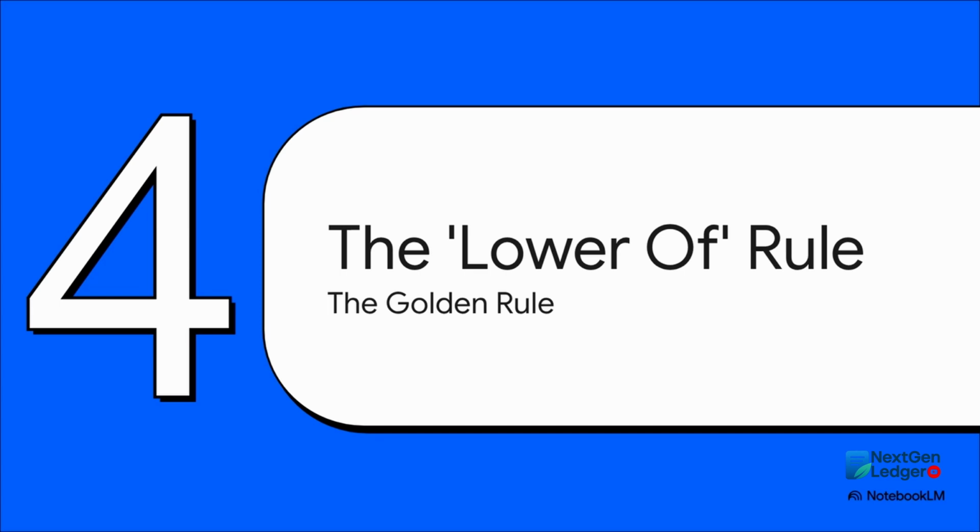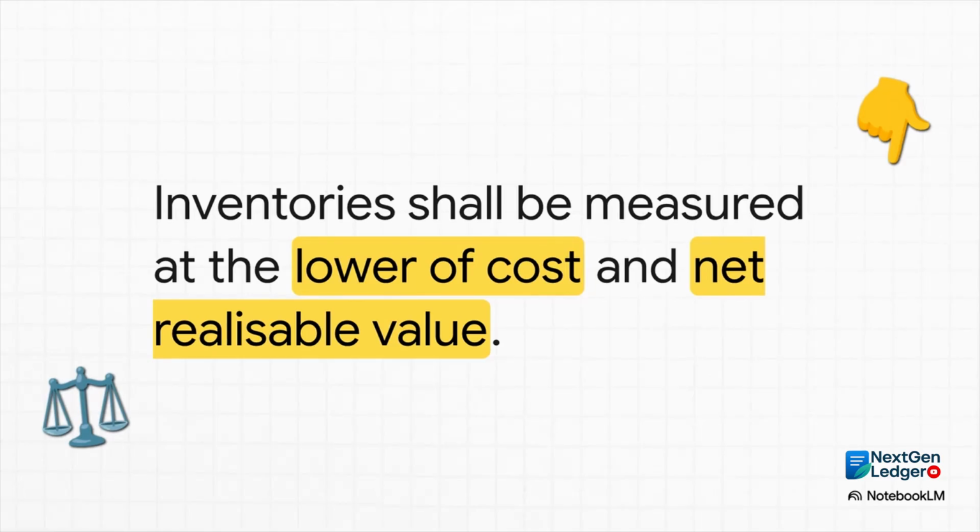What if your inventory suddenly becomes less valuable after you've already made it? This question brings us to what is, without a doubt, the single most important rule in all of IAS 2. And here it is, straight from paragraph 9. This, right here, is the golden rule.